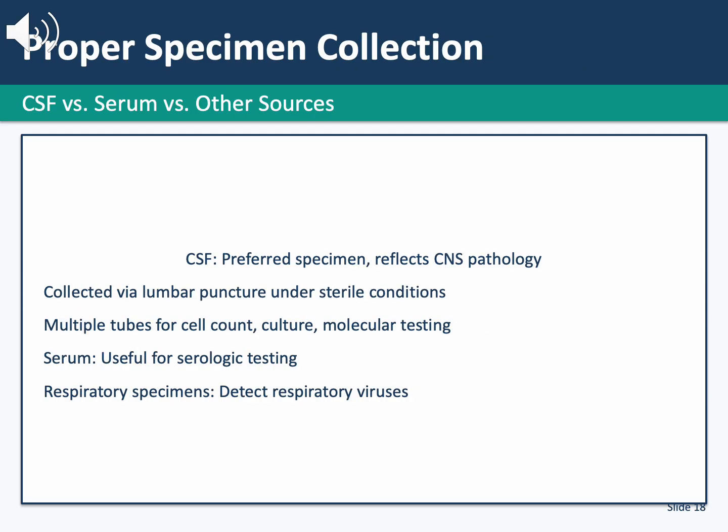Proper specimen collection and handling are critical for accurate diagnosis of CNS infections. CSF is the preferred specimen for most CNS infections as it directly reflects CNS pathology. However, in some cases, serum or other specimens may be useful. The choice of specimen depends on the suspected pathogen and the clinical context.